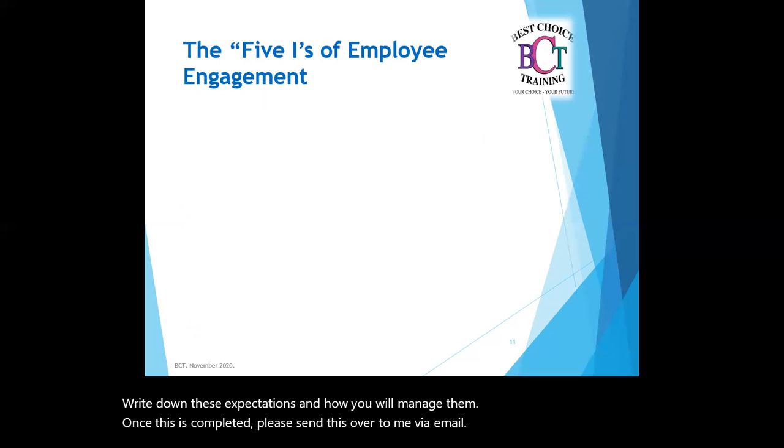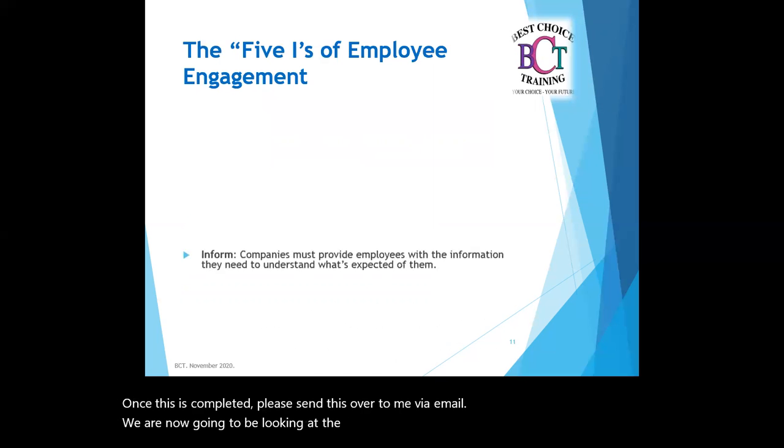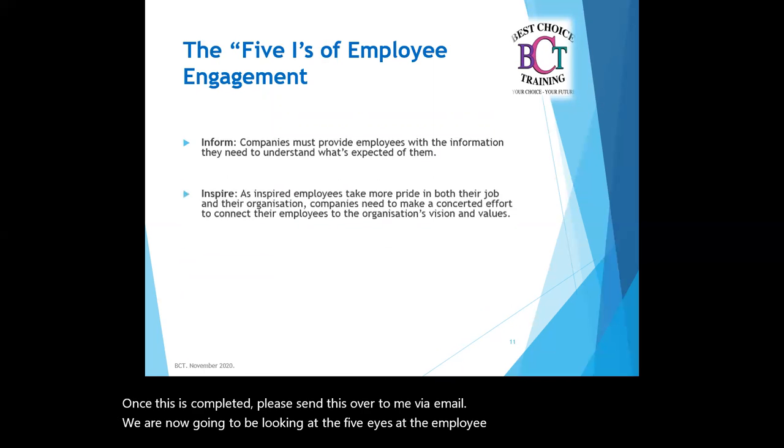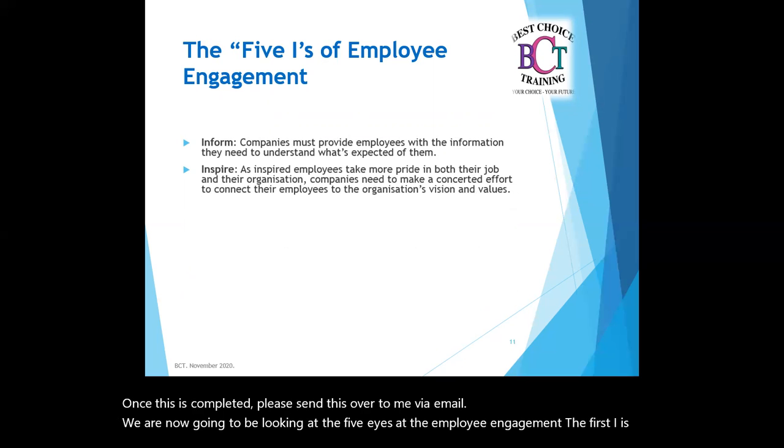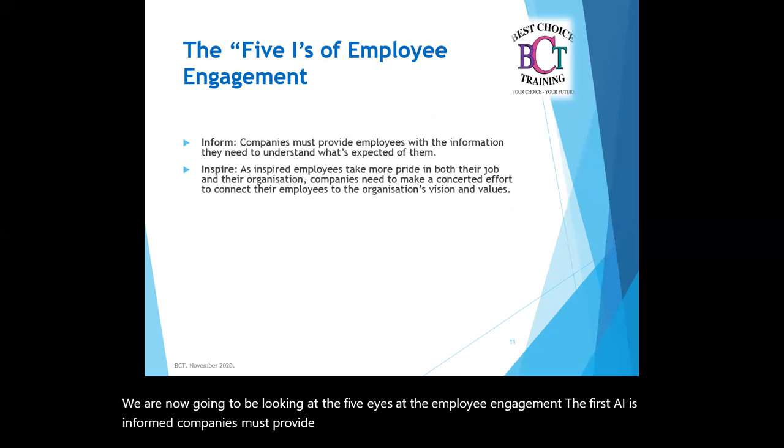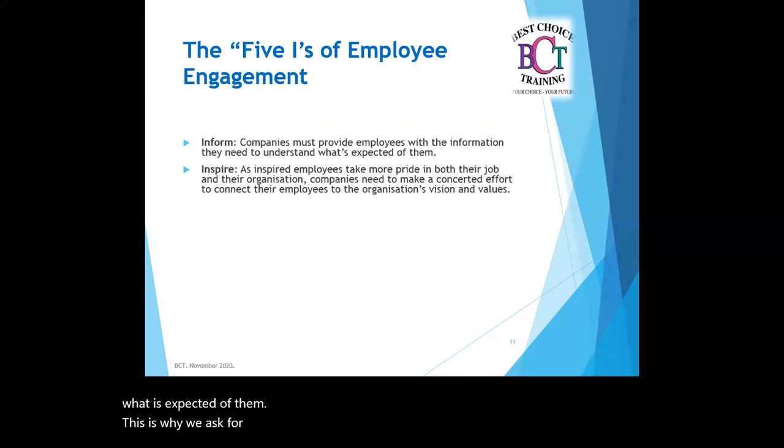We are now going to be looking at the 5 I's of employee engagement. The first I is inform. Companies must provide employees with the information they need to understand what is expected of them. This is why we ask for a job description when you start your apprenticeship.